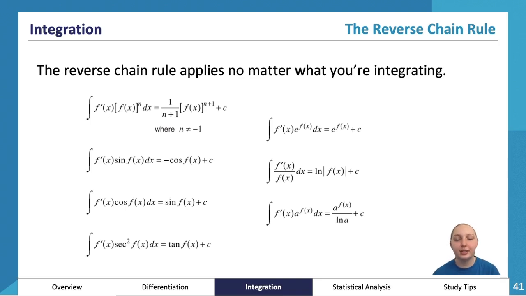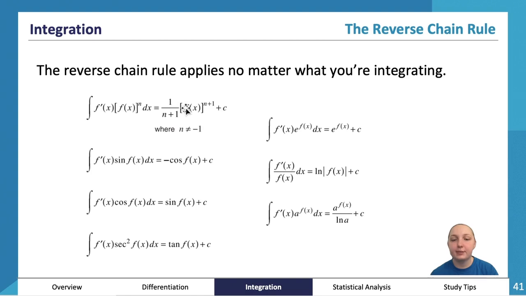So here it is, looking at the reverse chain rule. It applies no matter what you're integrating. The same way the chain rule applies no matter what you're differentiating, the reverse chain rule applies no matter what you're integrating. So essentially, if we have f of x to the n, we have to make sure that we already have f dash x on the outside, and then we can do this integration.